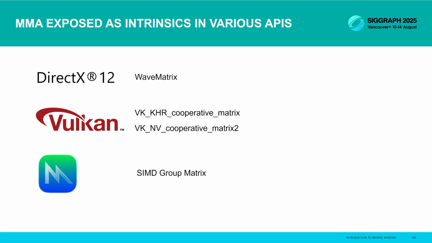In D3D12, they are referred to as the wave matrix intrinsics. On Vulkan, they are made available through the cooperative matrix extensions. On Metal, they are exposed as SIMD group matrix intrinsics.